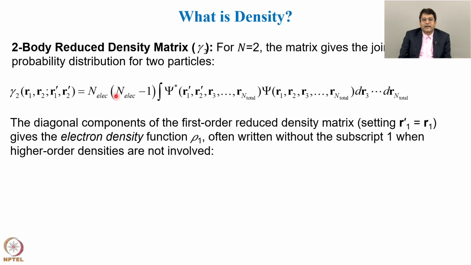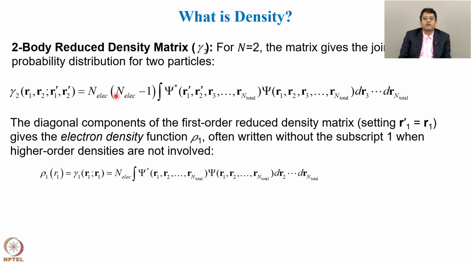Now, the diagonal component of the first order reduced density matrix. If I take the one body reduced density matrix, or first order reduced density matrix, remember it has two coordinates, R1 dash and R1. If I set R1 equal to R1 dash, that gives me the electron density function rho 1. Often it is used without the subscript 1 when higher order density matrices are not involved.